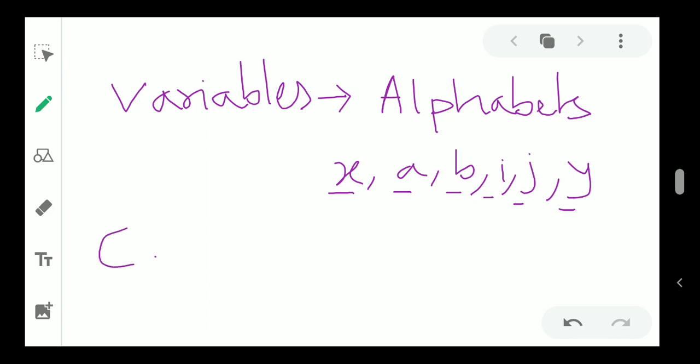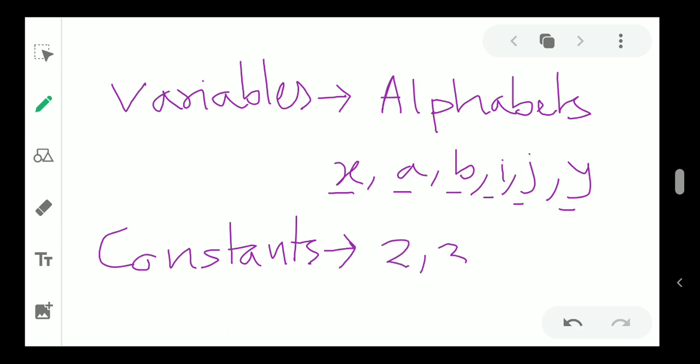Something else you have come across are called constants. Constants are basically the numbers, integers. They are fixed numbers like 2, 3. We know that 3 is 3, so it cannot have any other value. 3 means 3, 5 means 5. They are not variables, they are constants because they don't vary. So these two things are the main things in algebra that we deal with.